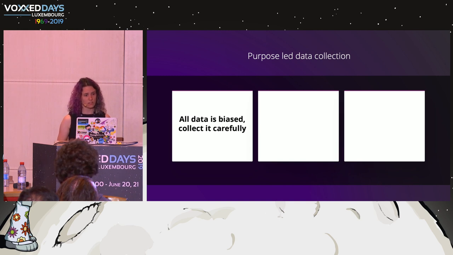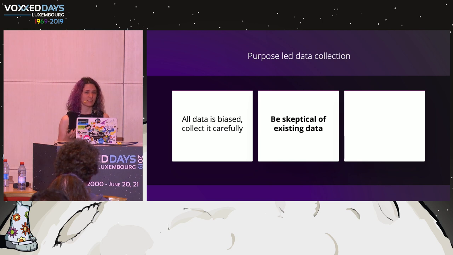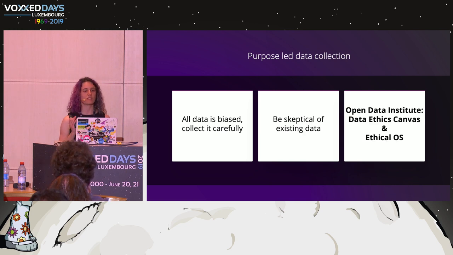To summarize this, all data is biased in some way and needs to be collected carefully and intentionally. We should be skeptical of the data we already have because it may not have been collected in these sorts of ways. And there are a few tools, another also by Ethical OS, that have a series of questions we can ask in our teams about the data we are collecting and using.